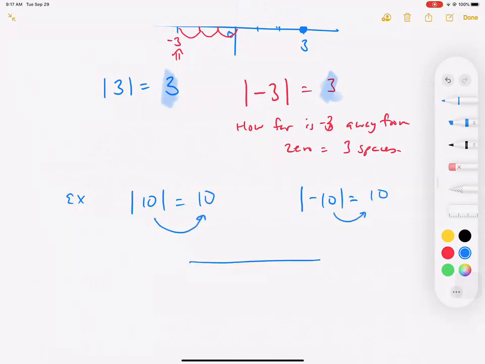Now, if I draw my number line, just so you can see that, I have positive 10 on the right, I have negative 10 on the left. And how many spaces is positive 10 away? That's 10 spaces, a distance of 10. How far is negative 10? Well, remember, we don't call it negative. It's just 10 spaces also. So that's why they're both positive.